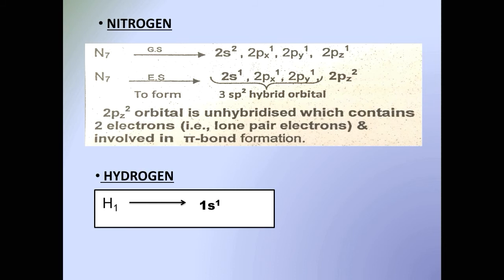Now according to molecular orbital theory, in pyrrole the carbon and nitrogen undergo sp2 hybridization, and all ring atoms in pyrrole, that is the 4 carbons and 1 nitrogen, contain 3 sp2 hybrid orbitals. The pyrrole ring is planar due to the sp2 hybridization.